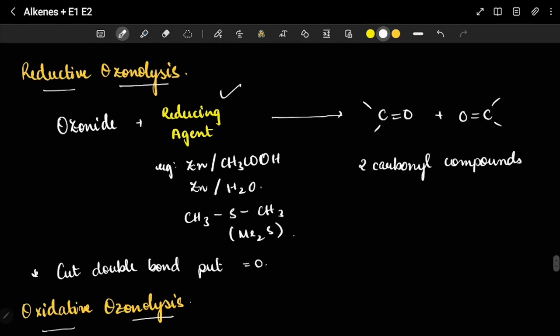What are the different reducing agents? It can be zinc. Whenever you see zinc, just close your eyes, it will be reduction. So zinc in the presence of H2O, or zinc in the presence of acetic acid, CH3COOH. Zinc in the presence of acetic acid also performs reductive ozonolysis. Me2S, dimethyl sulfide, is also used, and then two carbonyl compounds are formed. Double bond O is there, so carbonyl compounds only. Pretty simple. Whenever it is reductive ozonolysis, the trick is to cut the double bond and put the double bond O.